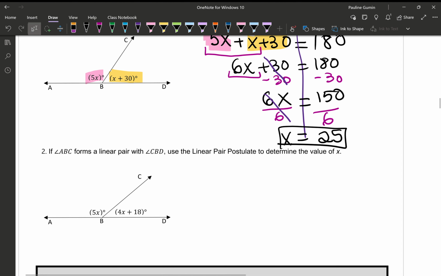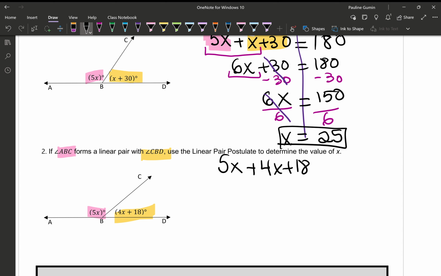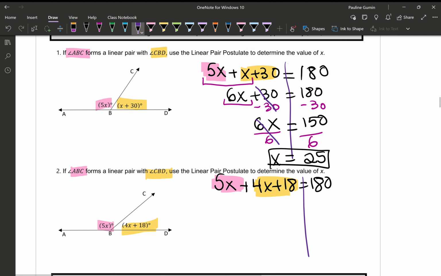Number 2, same idea. If ABC forms a linear pair with CBD, let's find the value of x using the linear pair postulate. All right, let's do it. We got 5x plus 4x plus 18 equals 180. That's ABC plus CBD, and they're supplementary. Actually, I think we could say linear pair postulate equals 180.